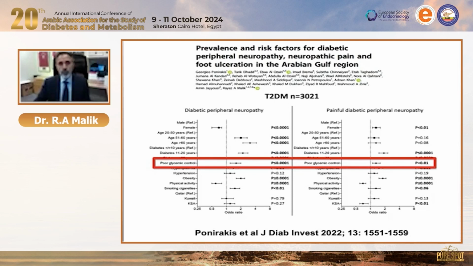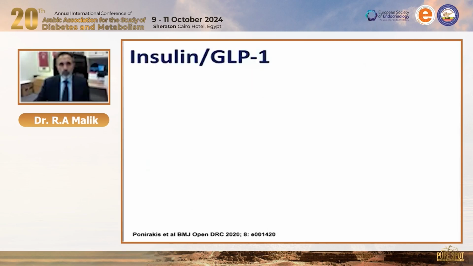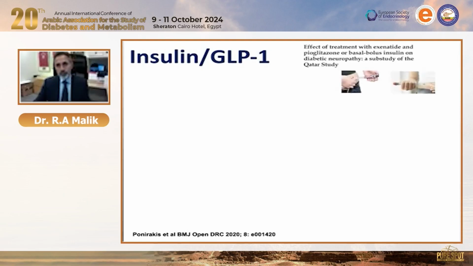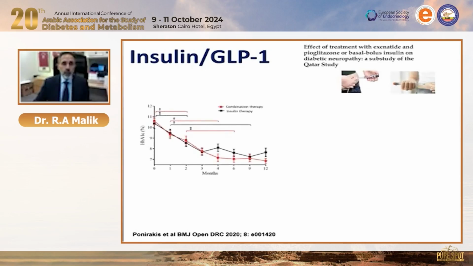So if you look, first of all, at poor glycemic control, we have done studies actually with basal bolus insulin or with GLP-1 once weekly, exenatide, then with pioglitazone in poorly controlled type 2 diabetic patients in Qatar. What we did is randomize the patients to either basal bolus or exenatide with pioglitazone. In both arms, you can see HbA1c started at 10.5%, and in both arms it came down to around 7%.